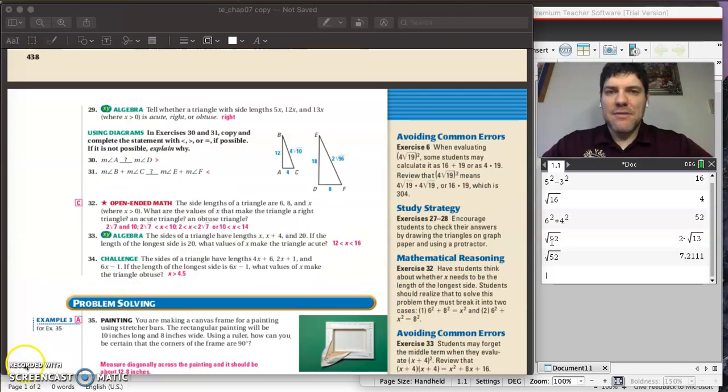But other than that, that sums up this lesson and the introduction to Chapter 7 dealing with right triangles, similar triangles, things like that. Hopefully this helps going forward.